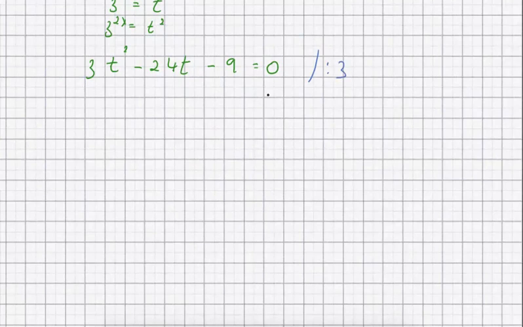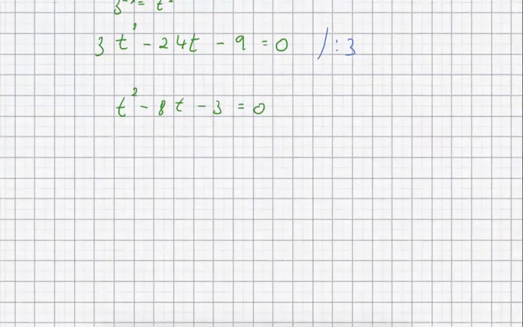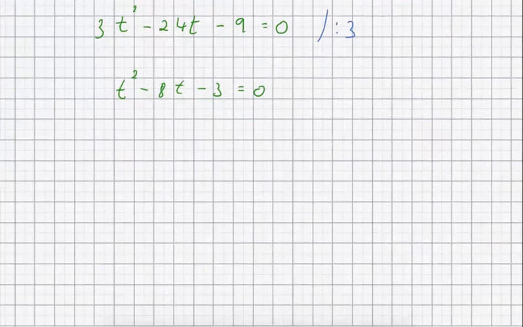Have you seen it before? No. Okay. If you divide everything by 3 then you have t squared, because 3 divided by 3 is 1. 24 divided by 3 is 8. And 9 divided by 3 is 3. So it's a little bit easier now. A is 1, B is minus 8.